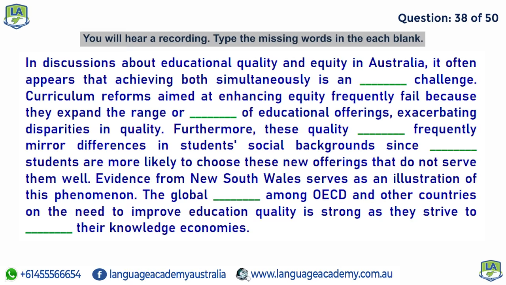In discussions about educational quality and equity in Australia, it often appears that achieving both simultaneously is an insurmountable challenge. Curriculum reforms aimed at enhancing equity frequently fail because they expand the range or diversity of educational offerings, exacerbating disparities in quality. Furthermore, these quality variations frequently mirror differences in students' social backgrounds, since disadvantaged students are more likely to choose these new offerings that do not serve them well. Evidence from New South Wales serves as an illustration of this phenomenon.